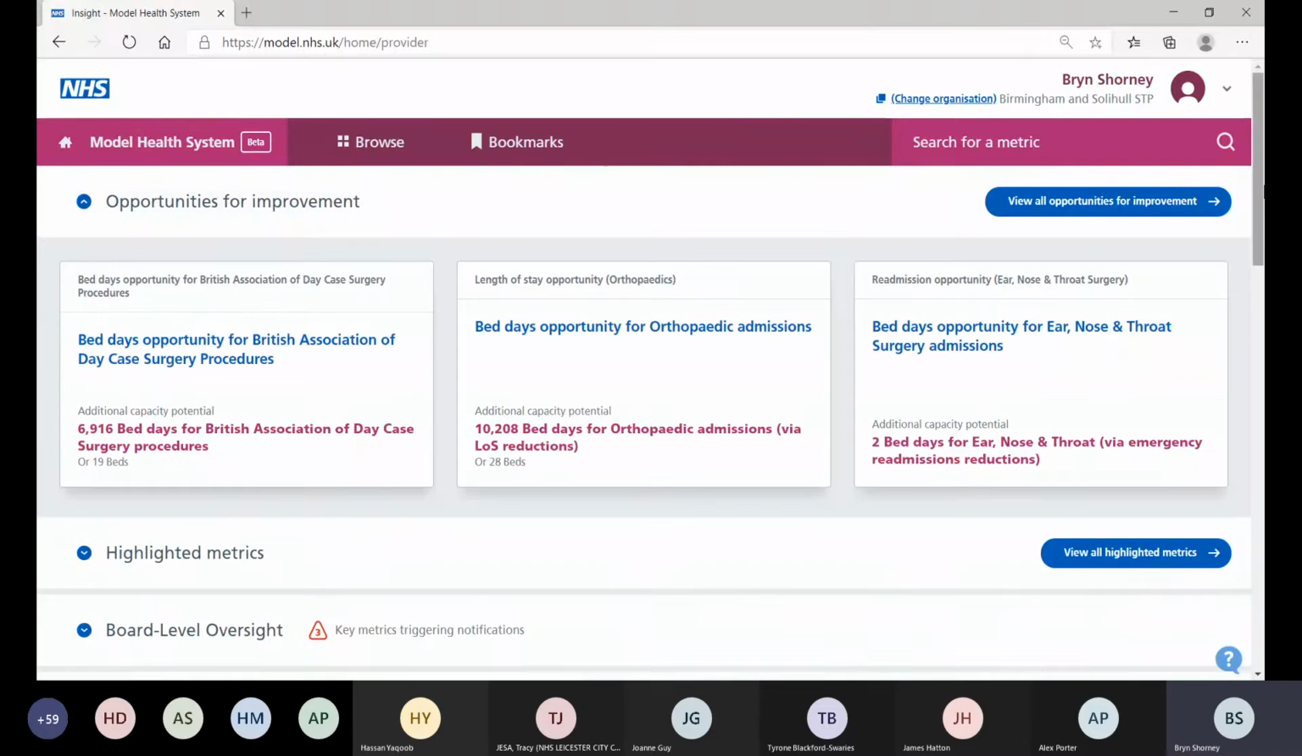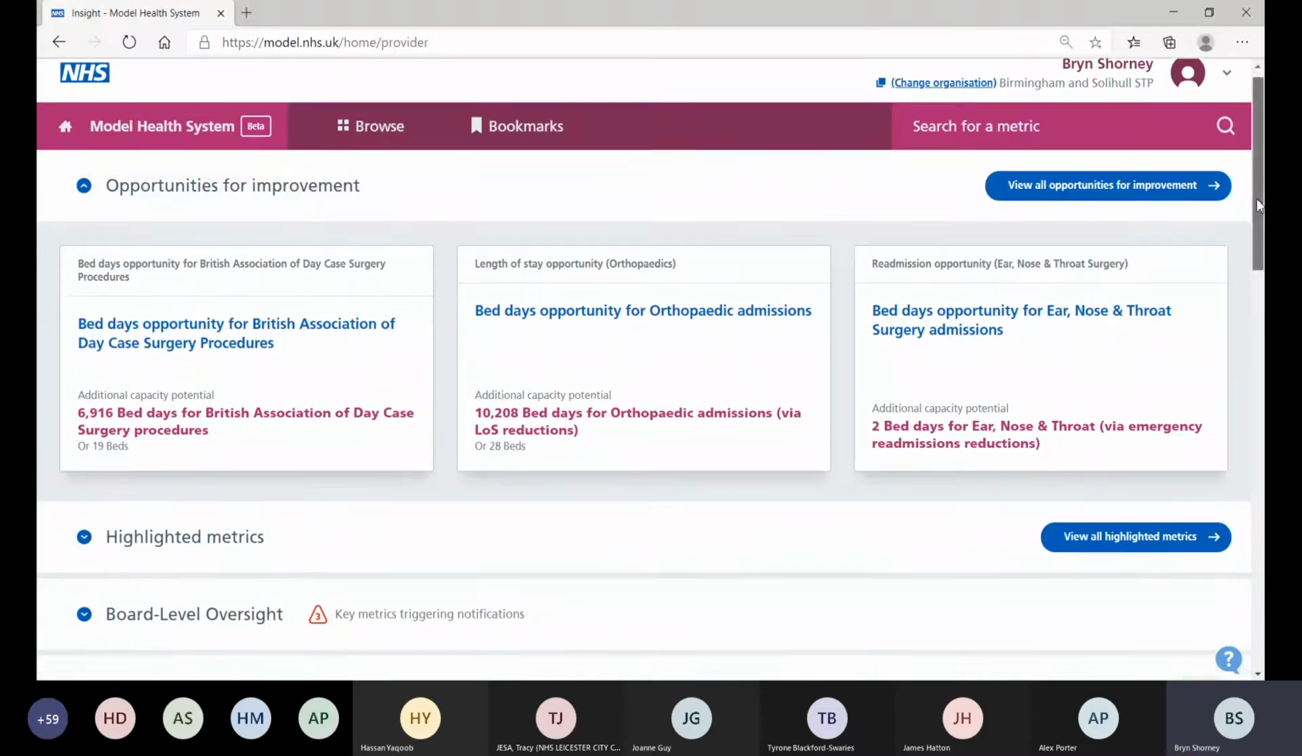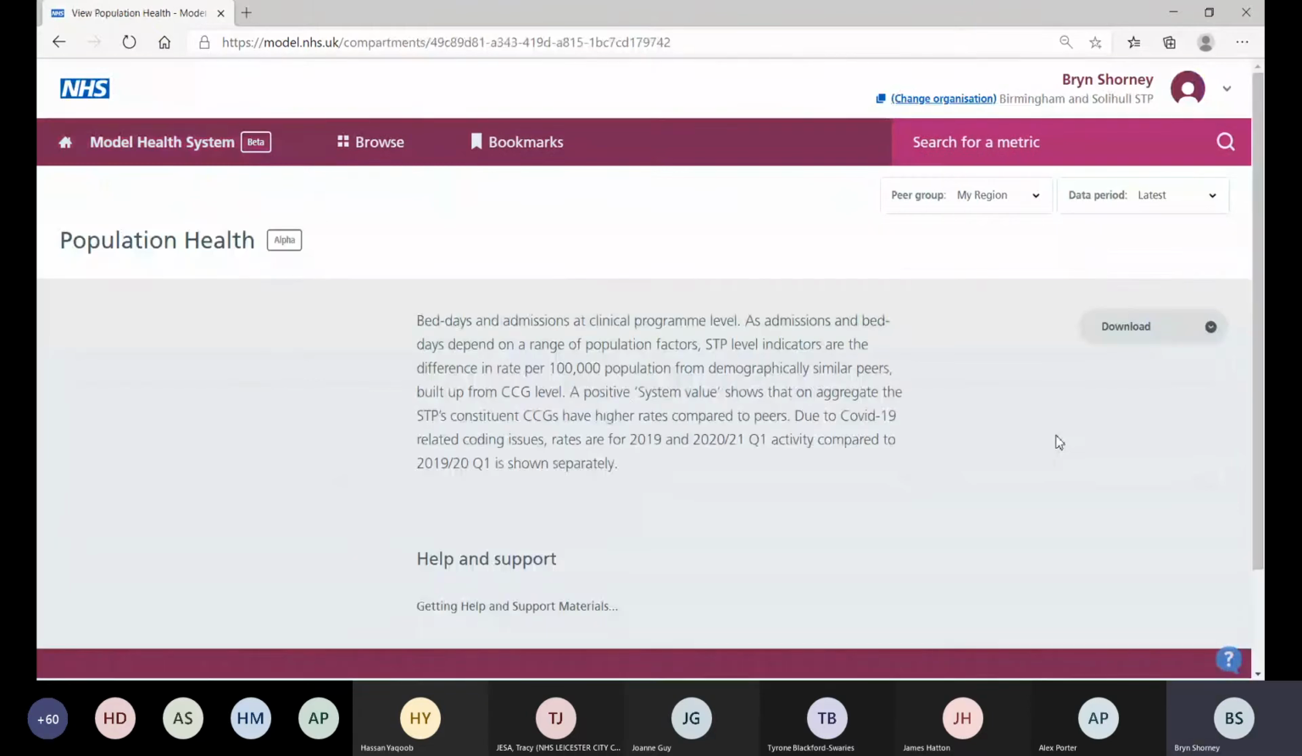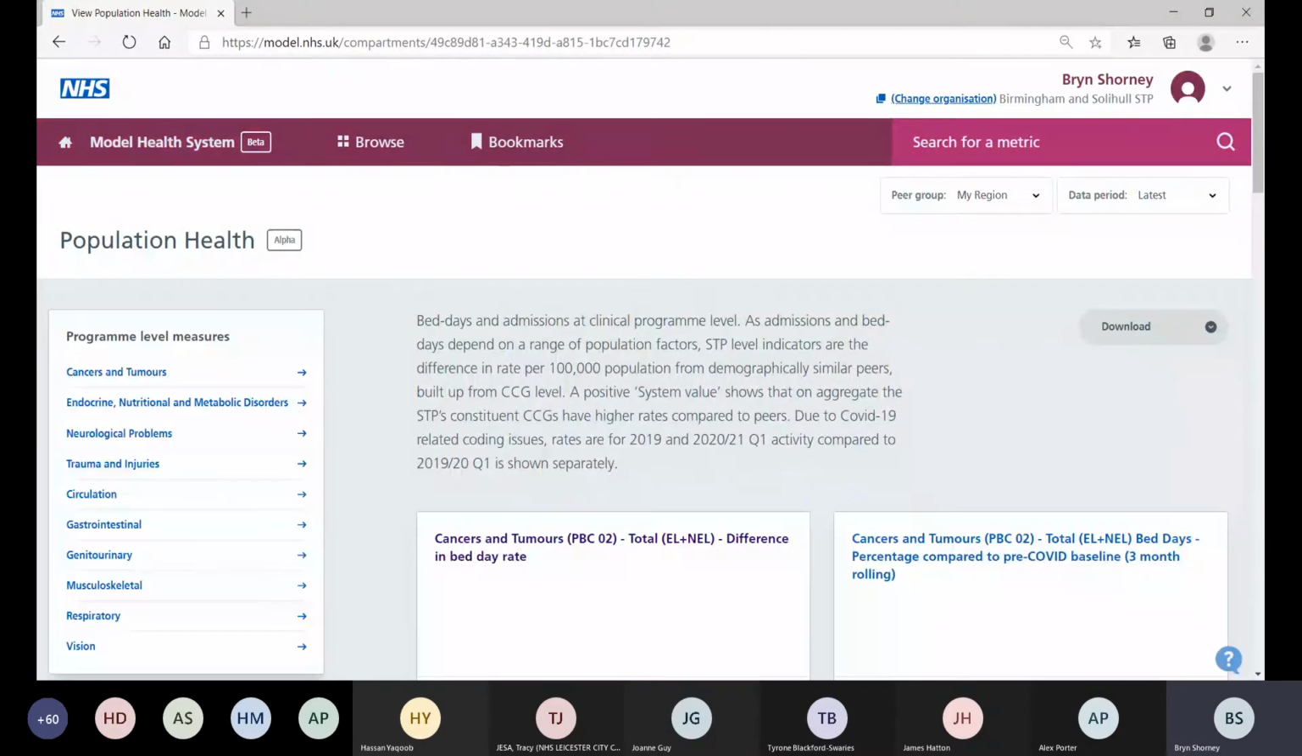And then I think the next one I'll move to is the population health department. Again, this is very much a work in progress, and we've just got the inpatient data in here at the moment, although the primary care prescribing data will be added shortly, and then we'll also be adding in outpatients, A&E, and a range of other data sources as well.